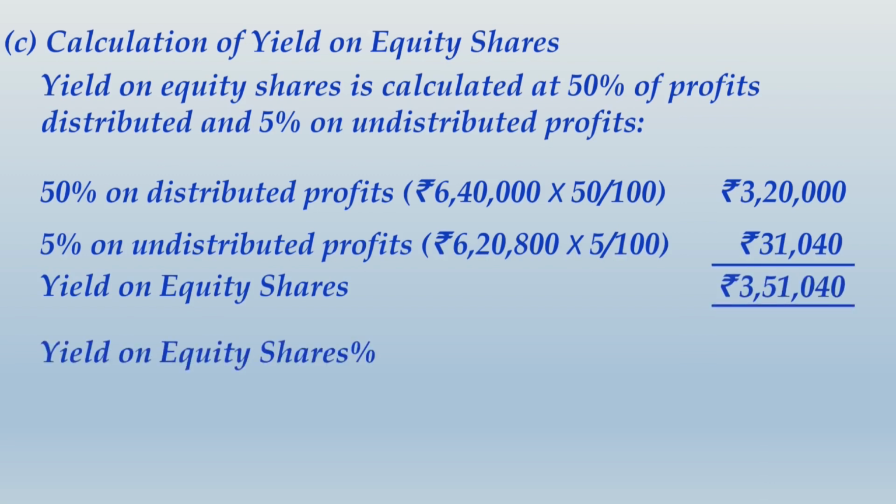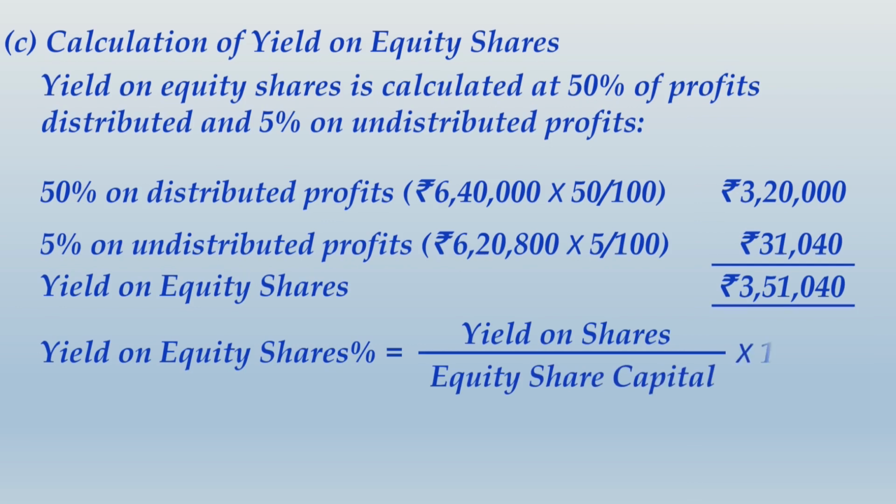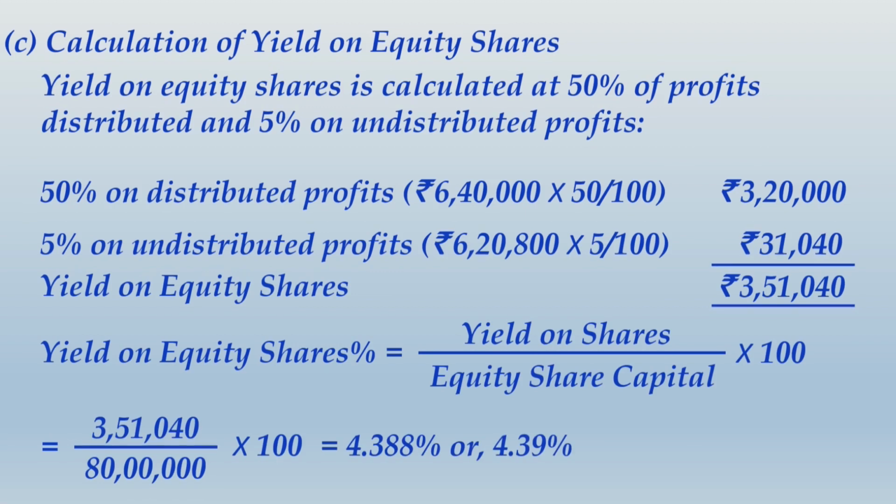Now this yield on equity shares will be divided by equity share capital to get the result in percentage, and that comes to 4.388%, or you may also write as 4.39%. So friends, write up these calculations quickly and then we shall move ahead.